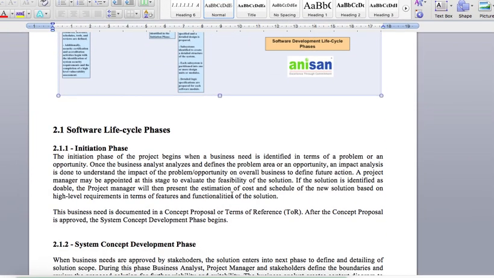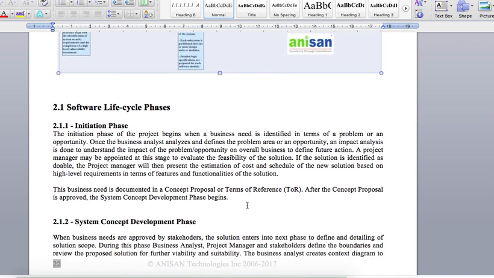Okay, here is the beginning now. Let's basically start with the initiation phase. The initiation phase of the project begins when the business need is identified in terms of a problem or an opportunity. Now, this is basically what we have learned in the last session. What is the problem or what is an opportunity, and how do we basically define them in the business need?